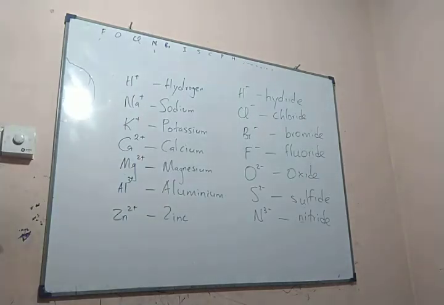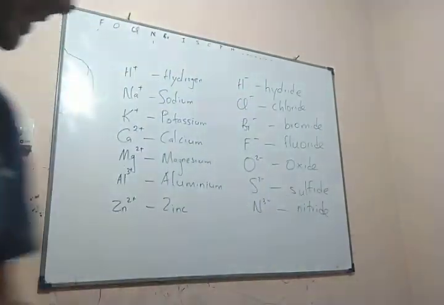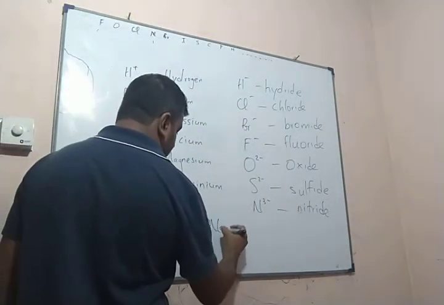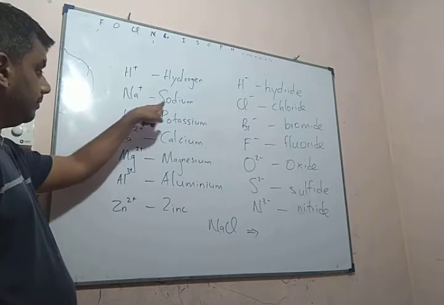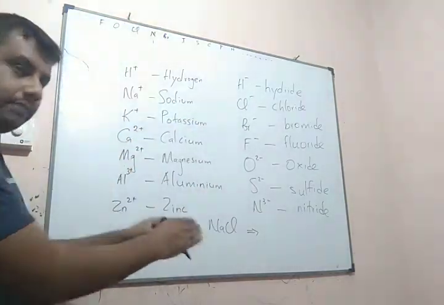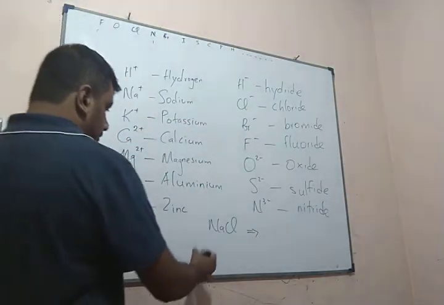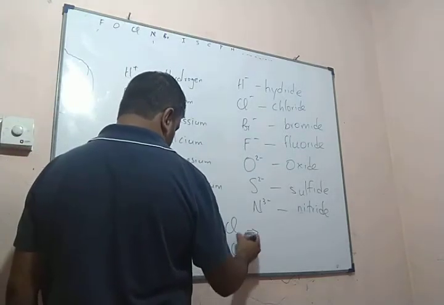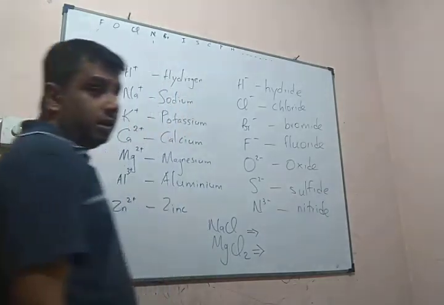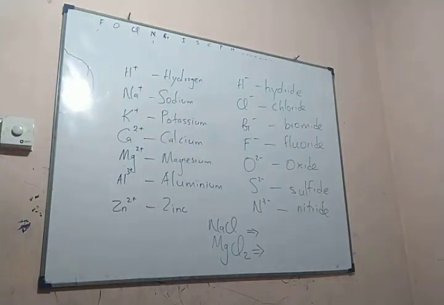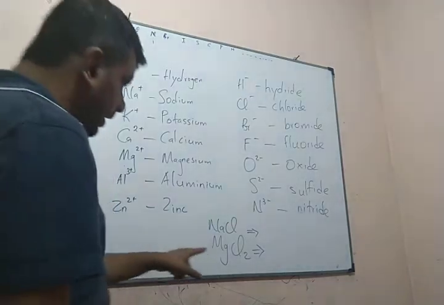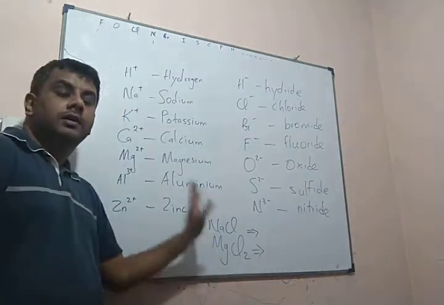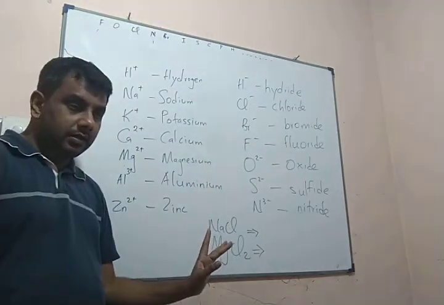So what's the name of NaCl? Na plus, what's the name? Sodium. Cl minus, chloride. Sodium chloride. MgCl2, what? Magnesium chloride, right? Magnesium chloride, not dichloride. There are two chloride ions, but the name is just chloride, right?